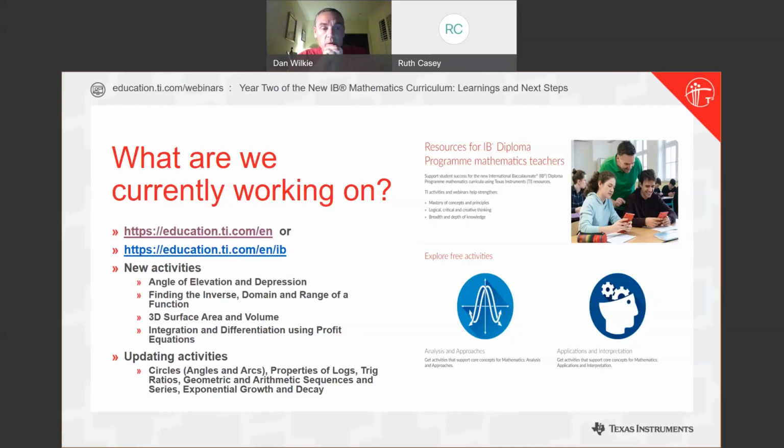And then there was a final question on the applications and interpretations exam where they had to use integration for profit equations, where students just struggled tremendously. So those are where the new activity ideas came from. And then the updated activities were just some struggles here and there that I thought, okay, we already have these activities. Let's kind of enhance them a little bit. So that's where those came from.